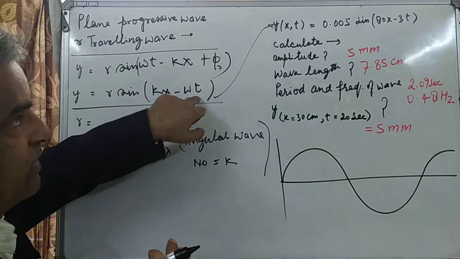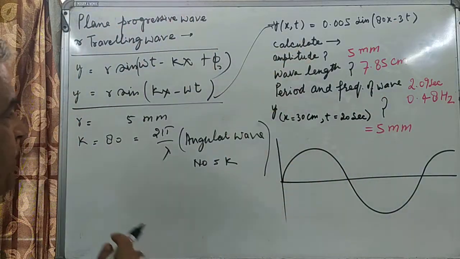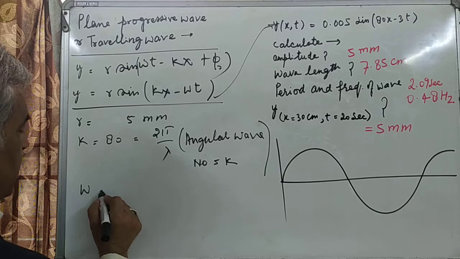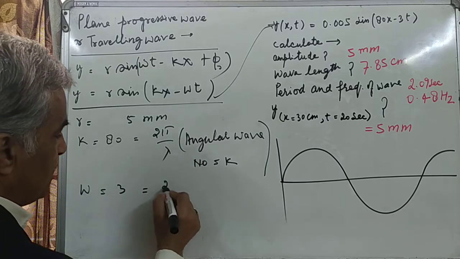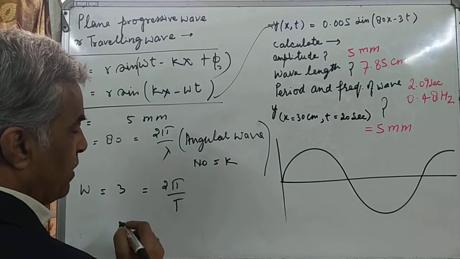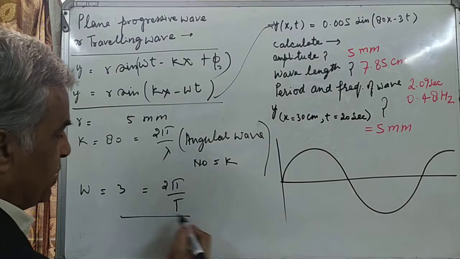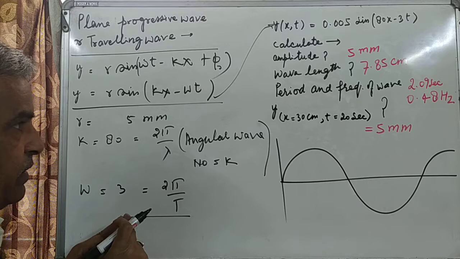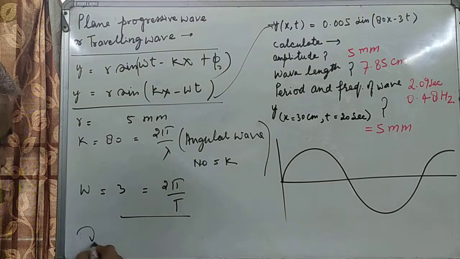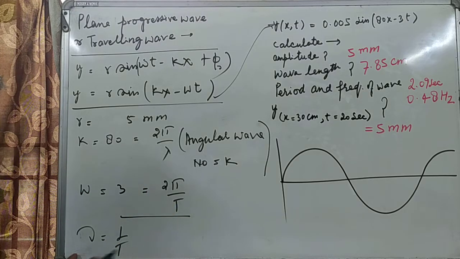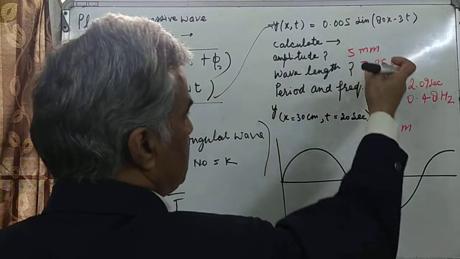Next it is given 3t. Here it is omega t, so omega corresponds to 3. That is, omega equals 3 and omega is 2 pi by T. So from this you will find the time period, and 1 upon T is the frequency. So you will find the frequency. So these results you will find.